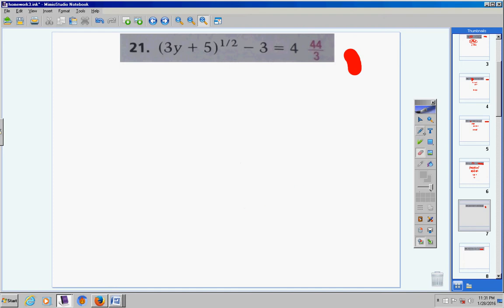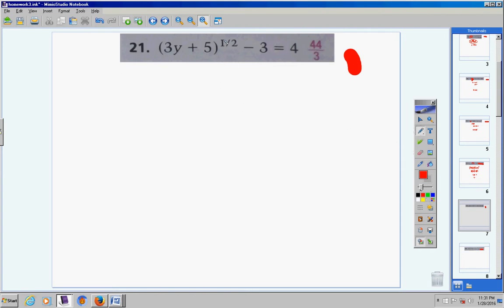So we come back up here, and right here for y, we put 44 over 3, alright? 3 times 44 over 3 is 44, so now I have 44 right here. So now I have 44 plus 5. So I have 49 to the 1/2 power minus 3. Well, if you type into your calculator 49 to the 1/2 power, you get 7. 7 minus 3 definitely equals 4. 4 equals 4. Alright?